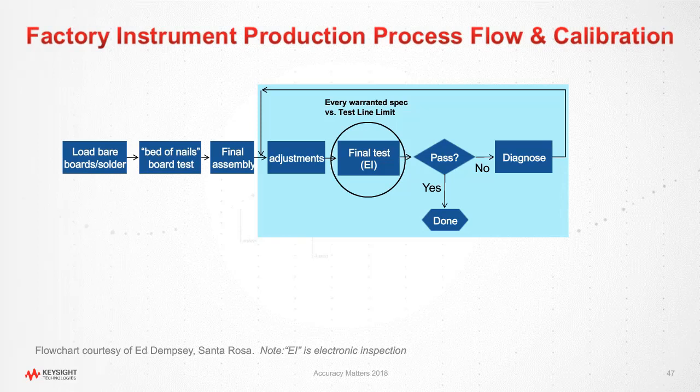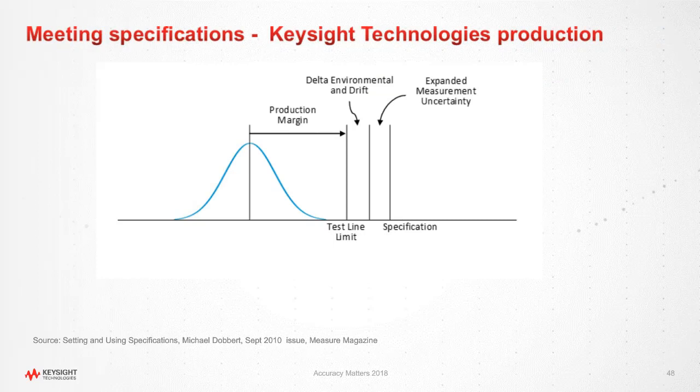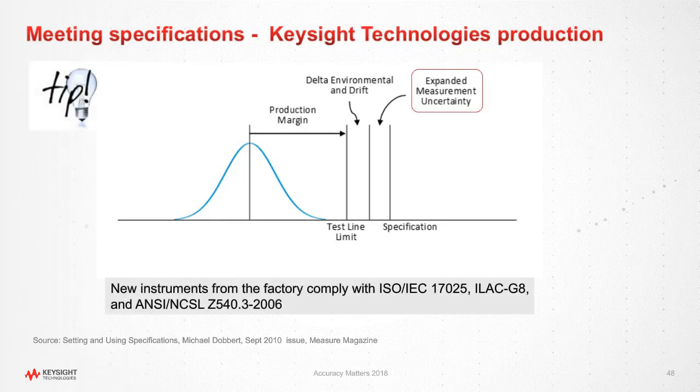But then you might say, pass, yeah, but are you using any guard band? So I want to show you this is what Keysight does. So you have the specification here. The data sheet specification is over here on the right. And then what we do is we guard band by that 2 sigma. So that's the 95% expanded uncertainty.